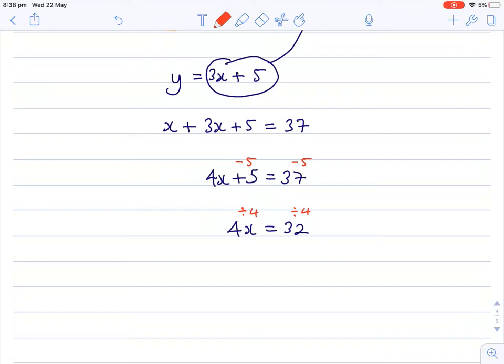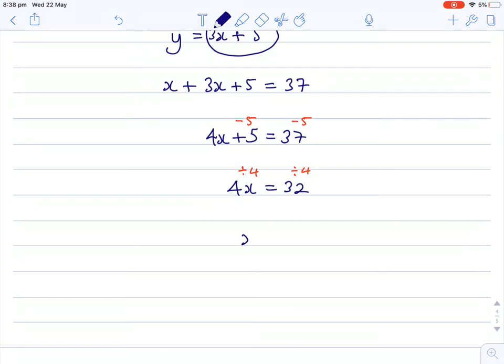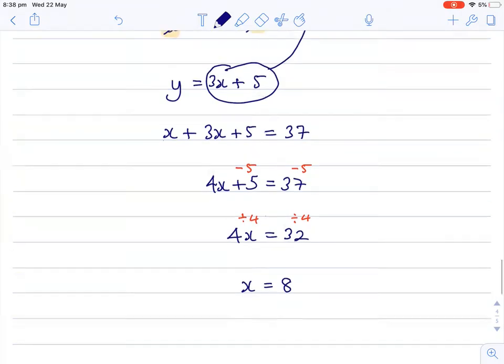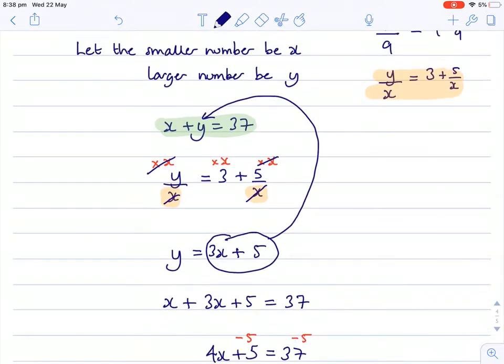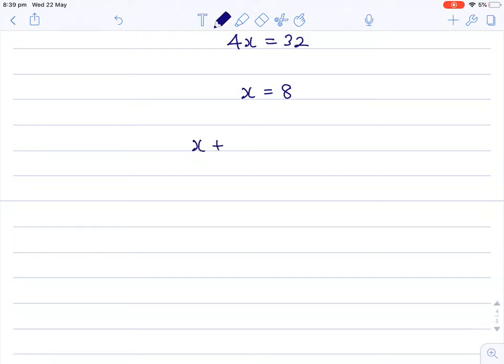And I better hurry up because my battery's running out here. And the next step here is to say, well, the 4x divided by 4 is x. And the 32 divided by 4 is 8. So if x is 8, then we can work out what y is. Because x, this bit here, is 8, plus something else is 37. So we've got x plus y is 37. Well, let's pop that 8 in for x. So we've got 8 plus y is equal to 37.